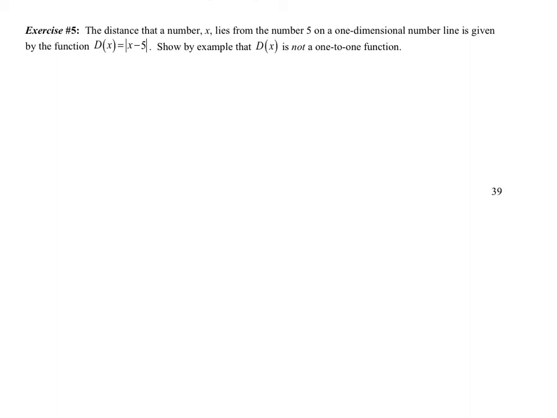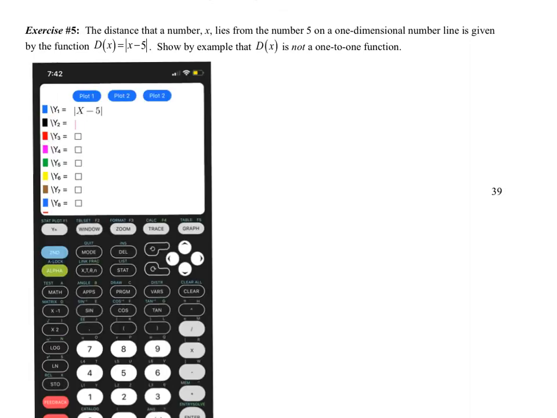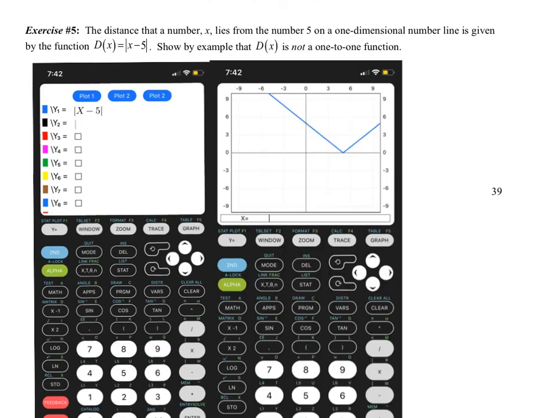mathematically. So let's take a look at the graph. So this is what it looks like in the y equals. Quick little reminder, to get the absolute value is the math key. Right arrow over to NUM, and then it's number 1 where it says ABS. And then if you take a look at the graph, it definitely does not pass the horizontal line test, right? It's a V. Actually, all absolute value graphs are Vs.